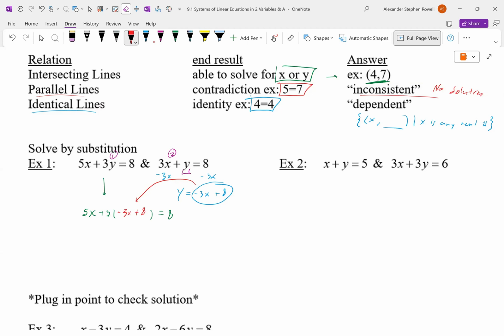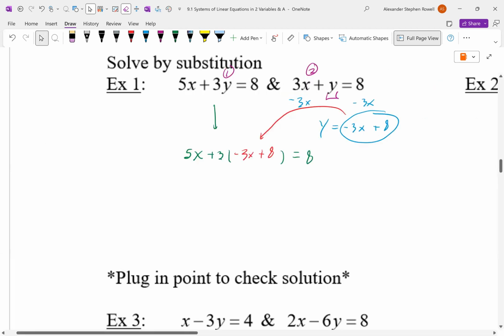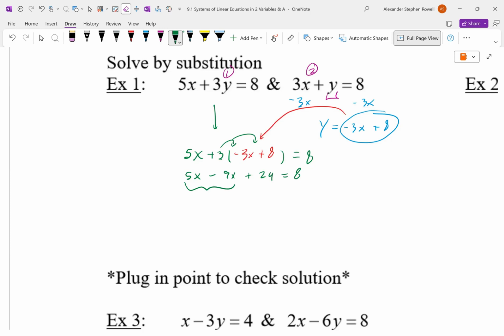Any questions about that? You've all done this before? Yes, so it's nice. We've now combined the equations and we have only one variable to solve for. So now we can solve for x, hopefully. We distribute the 3, we get 5x minus 9x plus 24 is equal to 8. 5x minus 9x is negative 4x.